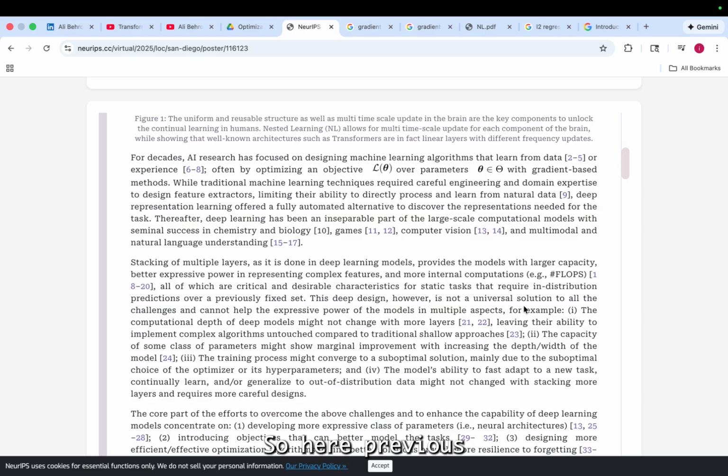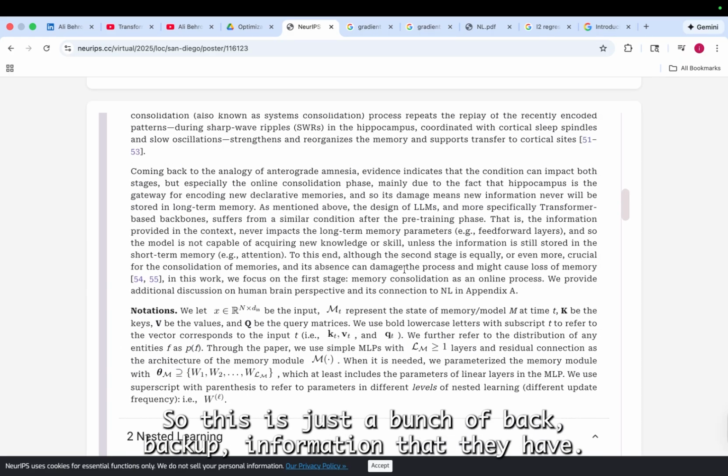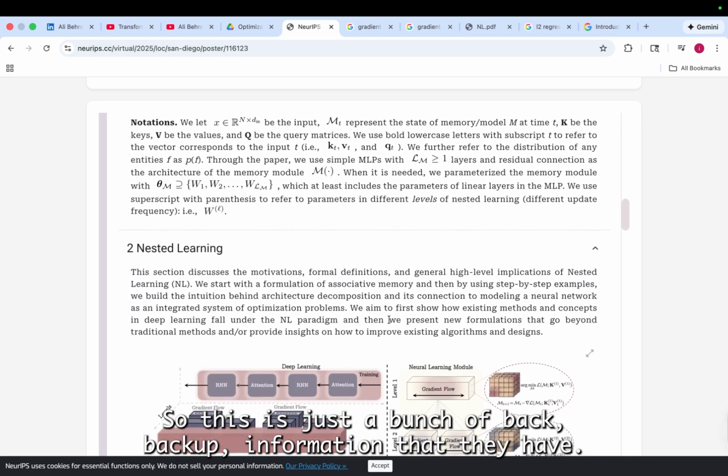Here is previous research showing that stacking multiple layers in deep learning models only improves the expressive power in representing complex features, but it increases internal computations or FLOPs. These are all very critical and desirable characteristics, but it's not a universal solution when it comes to learning over a long time. So this is just a bunch of backup information that they have.